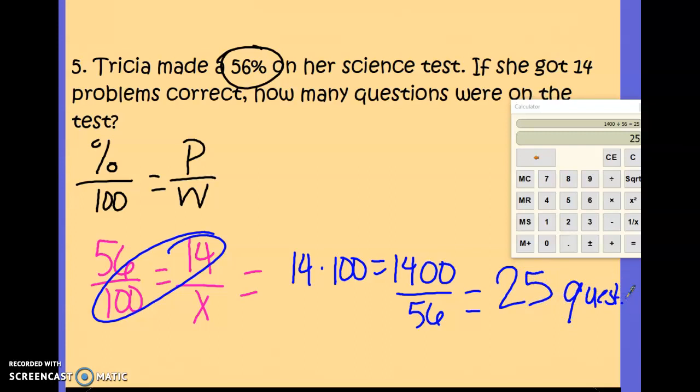You are going to be continuing to do similar problems to these. You will set them up using the proportion format that I just showed you, and then you're going to cross multiply and divide like we've been working on.